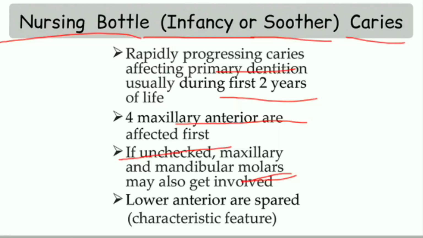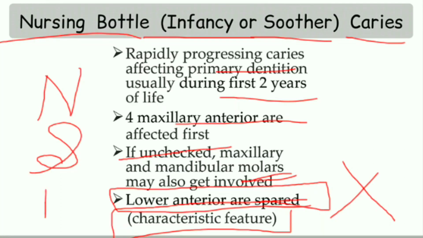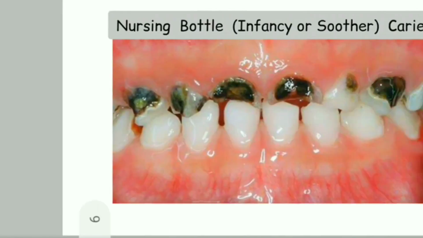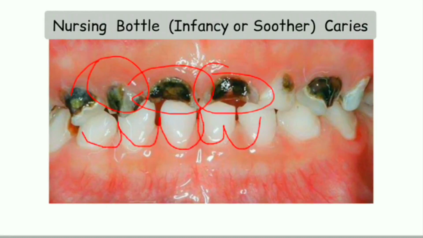Lower anterior teeth are spared, meaning the lower anterior teeth will not be involved in the carious lesion, and it is one of the most characteristic features which differentiate nursing bottle caries from rampant caries. So now you can see here, these are all carious lesions of maxillary teeth, but all these mandibular teeth are normal. There is no carious involvement.